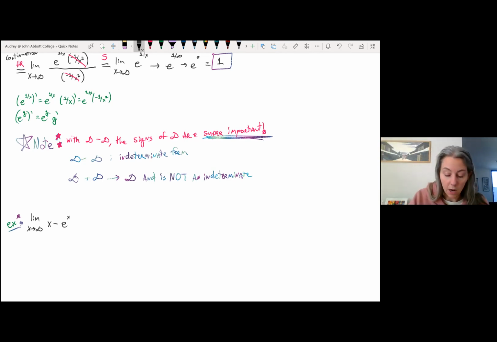When I plug in here, I do indeed get infinity minus infinity. A reminder if you need it, the graph of e to the x looks like that. So as I'm going to infinity, my x values are getting big, big, big, and that is also going to infinity. So I get this infinity minus infinity. The signs work out for this to be an indeterminate form.